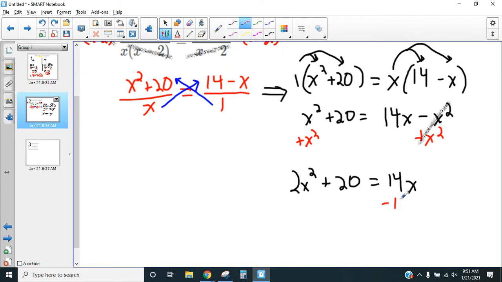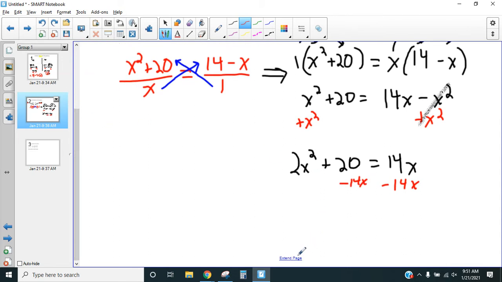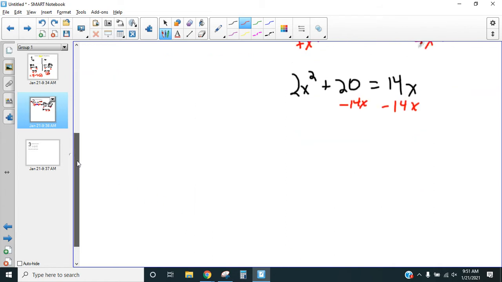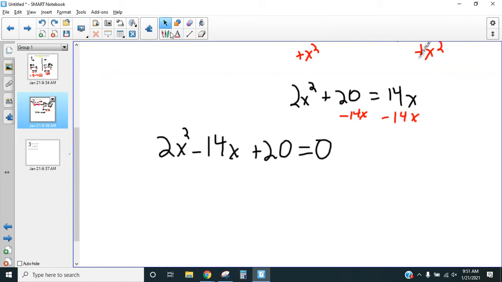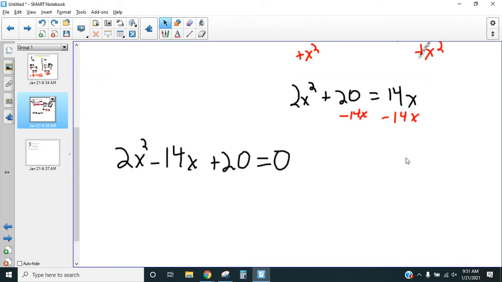So what we're going to do is one more thing. We're going to subtract 14x from both sides. Now, there's nothing to combine with the 14x. So it's just going to be written this way. Whew. We're not quite done yet, though. We got some work to do.